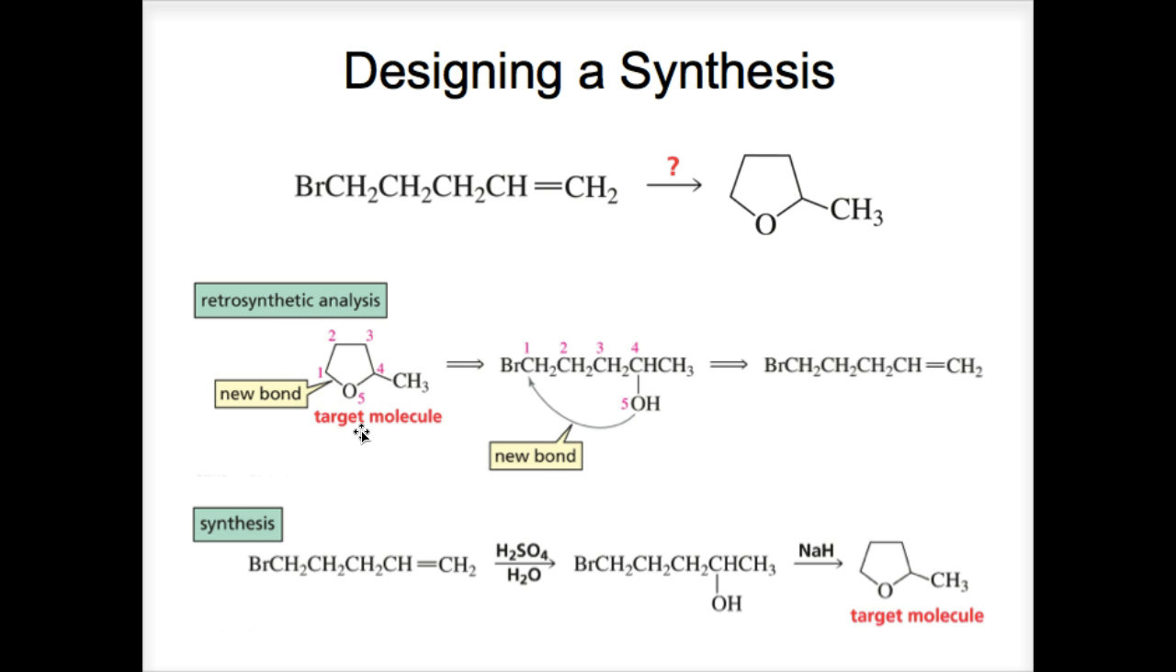Addition of water to the starting material will create the required bifunctional compound, which after deprotonation will form the cyclic ether through an intramolecular reaction that we've seen before. So there's the intramolecular reaction. Nucleophilic site to the electrophilic site brings this around, and we form the cyclic compound. That concludes our discussion of synthesis.